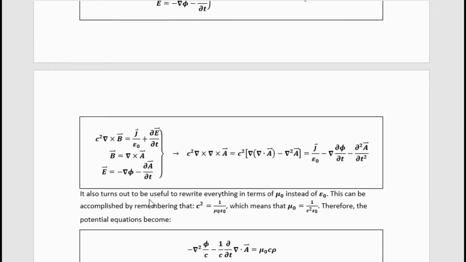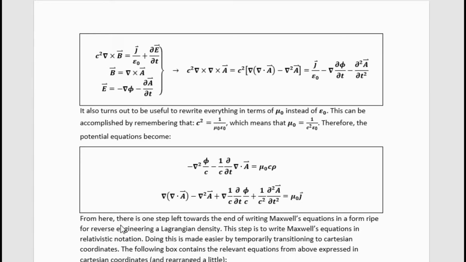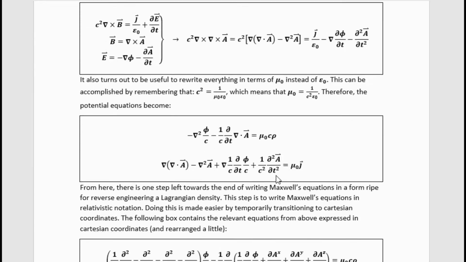It also turns out to be useful to rewrite everything in terms of mu naught instead of epsilon naught. This can be accomplished by remembering that c squared equals 1 over mu naught epsilon naught, which means that mu naught equals 1 over c squared epsilon naught. Therefore, the potential equations can be rewritten productively in this form.